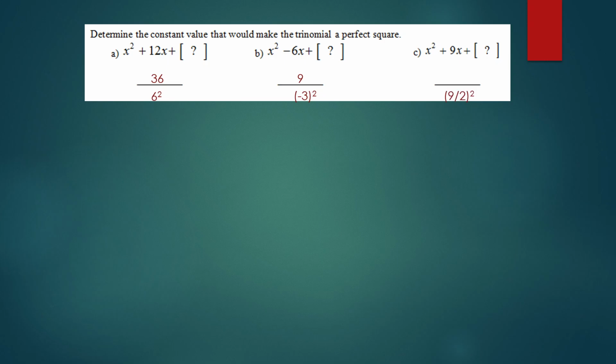And yes, it can happen with odd numbers too. If you get something like that, you just deal with the fraction. It would be 9 halves squared, which would be 81 over 4. They don't happen that often, but fractions can happen.